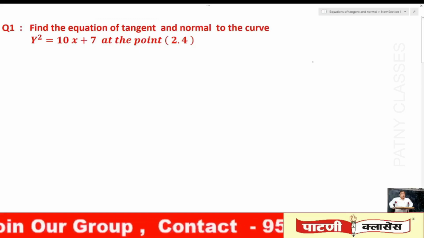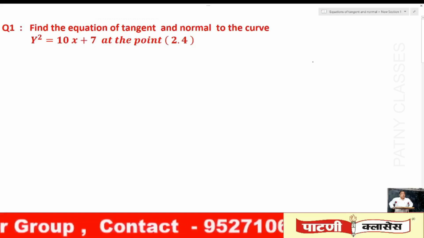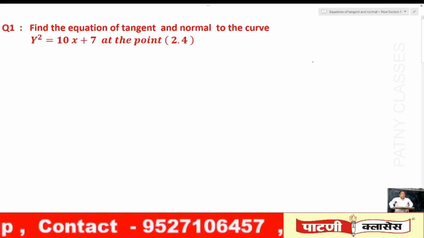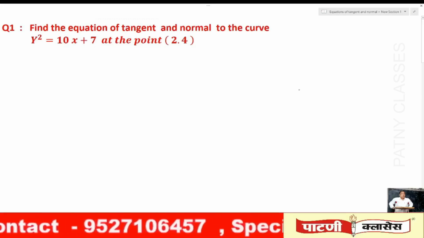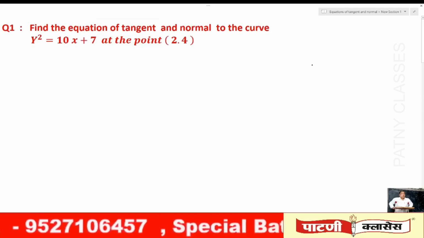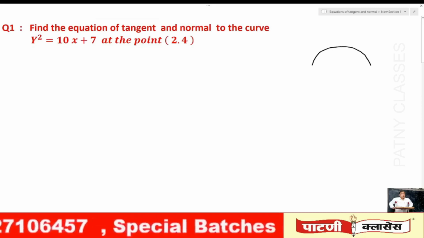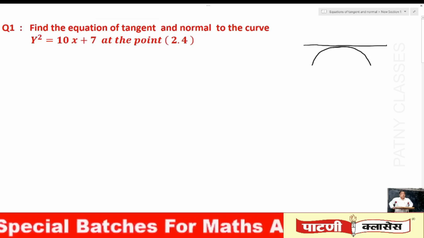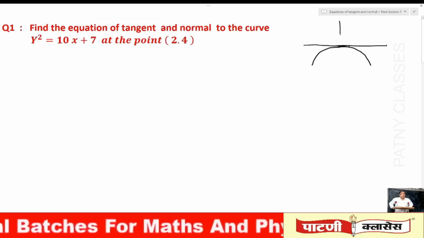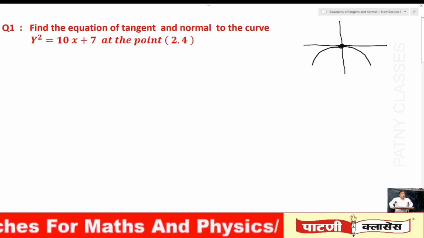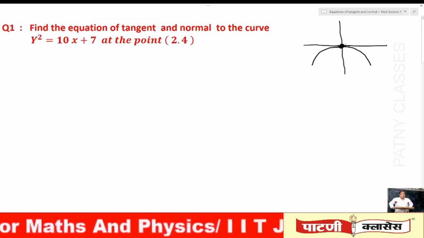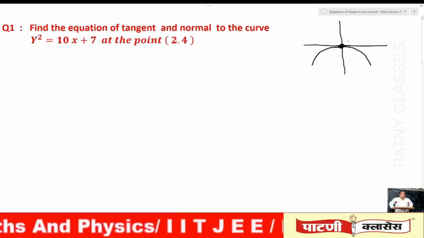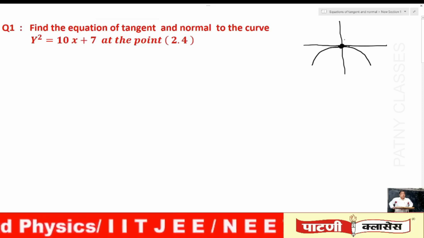We have to find the equation of tangent and normal to the curve y square is equal to 10x plus 7 at the point 2 comma 4. First I draw a curve. This is just a rough curve, and a tangent is any line touching the curve. This is the point where the tangent is touching the curve, and this is the point of contact.